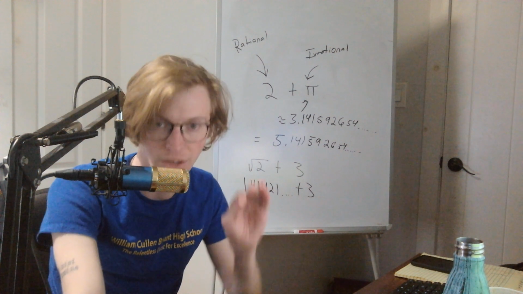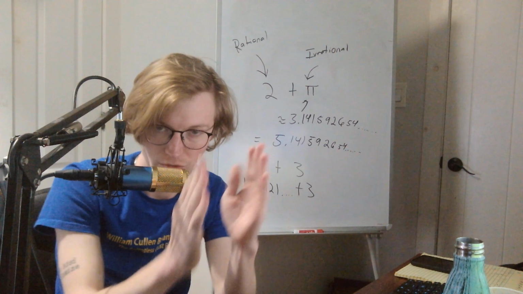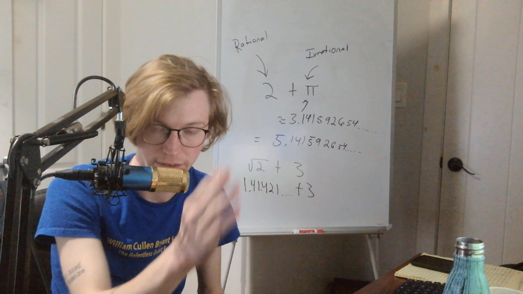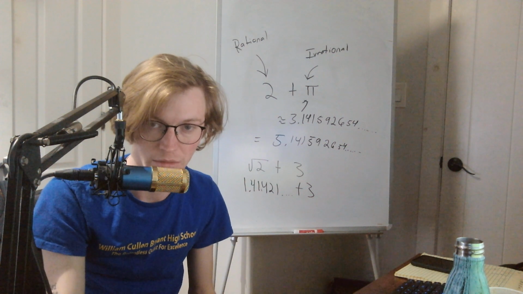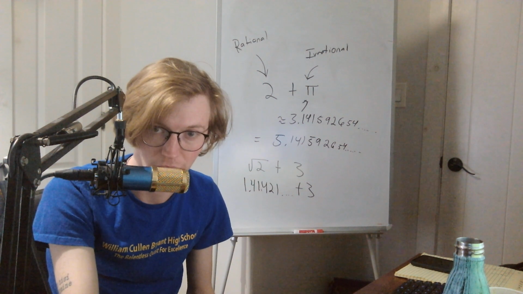Okay, so write it down, write the words down. The sum of a rational number and an irrational number is always an irrational number.